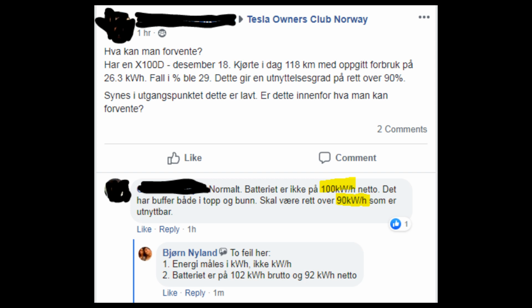Okay. Here we have Tesla Owners Club Norway again. Well, this is funny because we have someone asking, hey, this is weird, and he said that he drove 118 kilometers with a consumption of 26.3 kilowatt hours. It's almost correct, except that in Norway, you actually use comma as a fraction. So the dot here is for English, and then comma is for Norway. So it's almost correct, but again, I'm nitpicking.